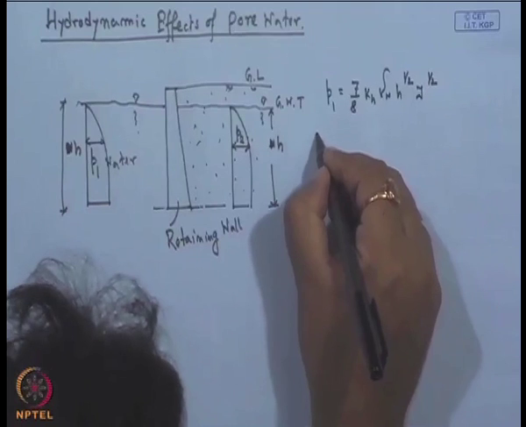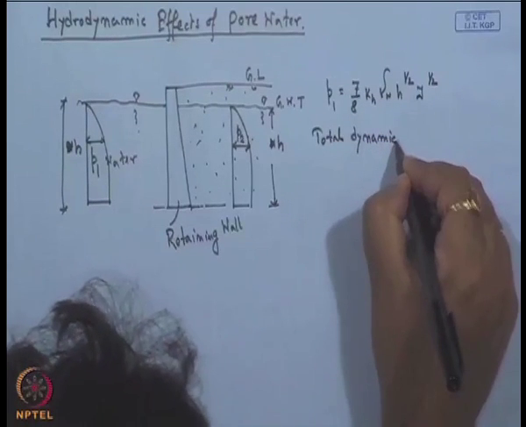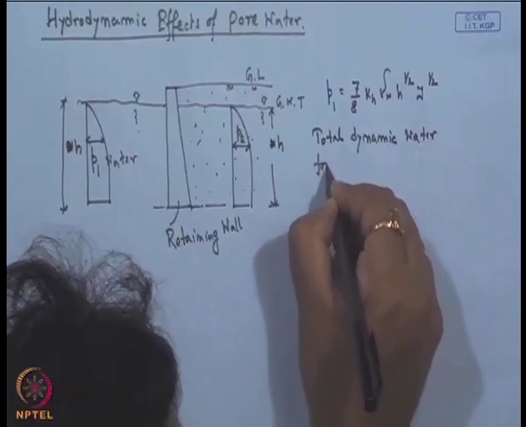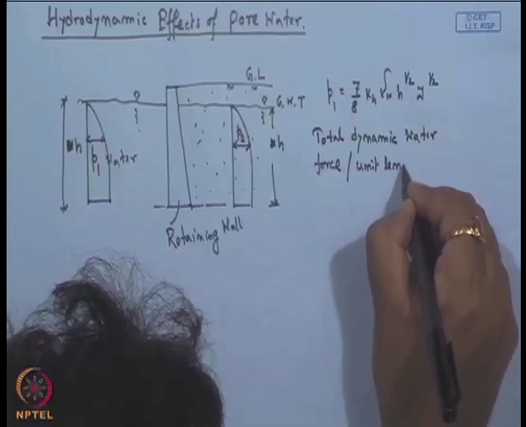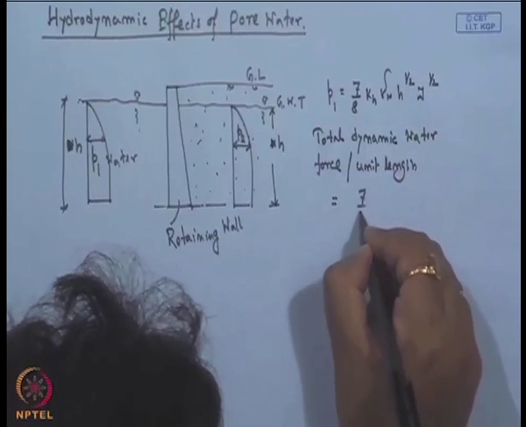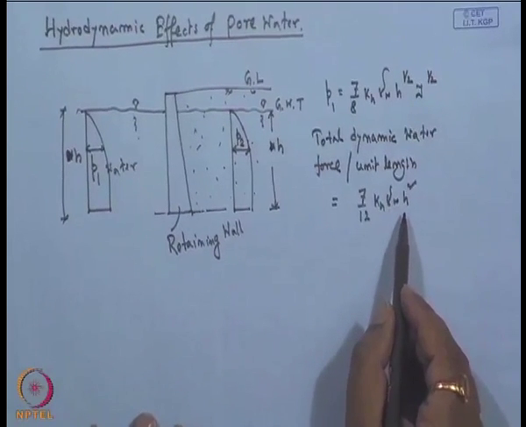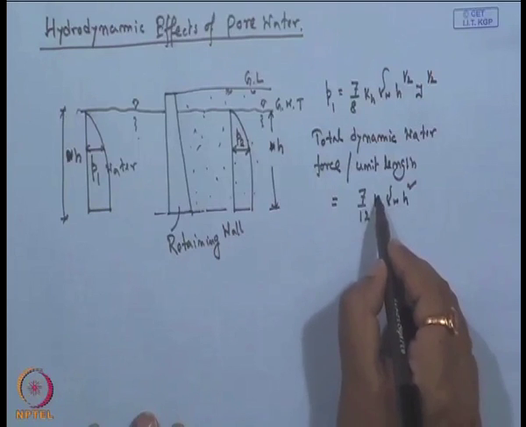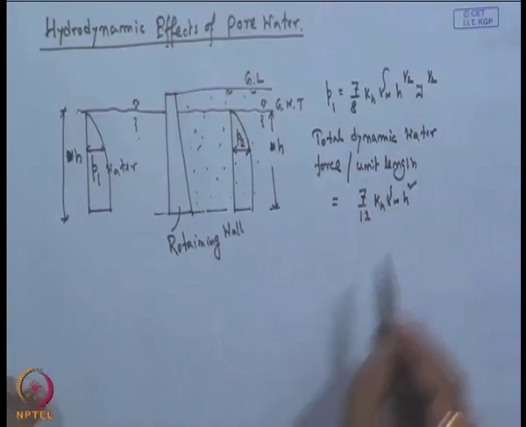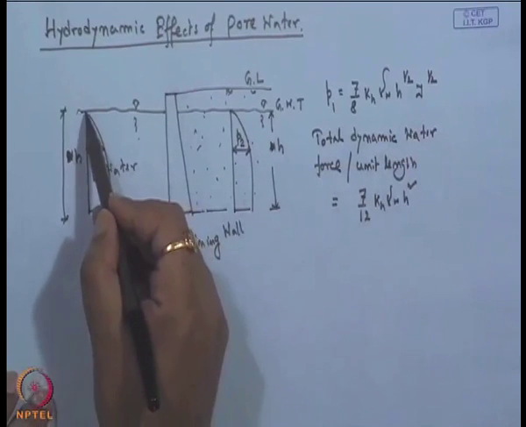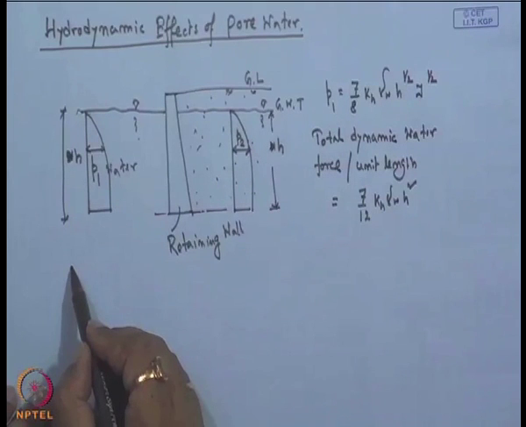Now, it is also derived that the total dynamic water force per unit length was given by 7 by 12 kh gamma w h square, where h is the height of the water, gamma w is the unit weight of the water, and kh is the horizontal pseudostatic seismic coefficient. So, this was derived in the last class for water in the free condition. Now, similarly, we have to determine the location of the resultant water pressure.